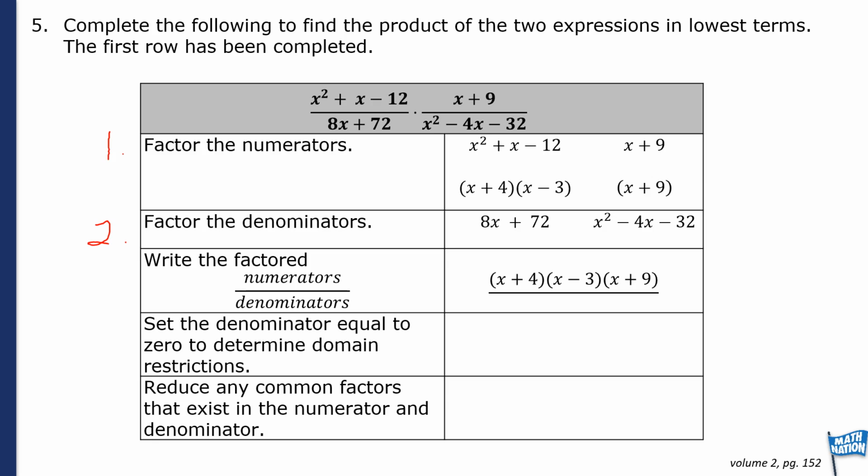Okay, let's try that again. 8 parentheses x plus 9. Awesome. Okay, so let's factor x squared minus 4x minus 32.